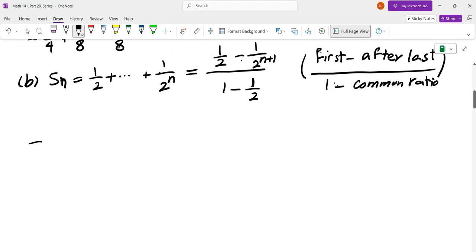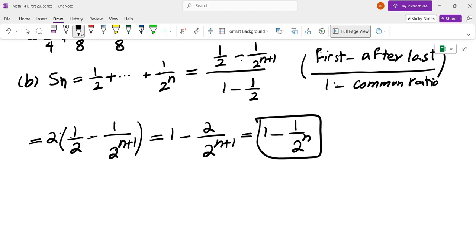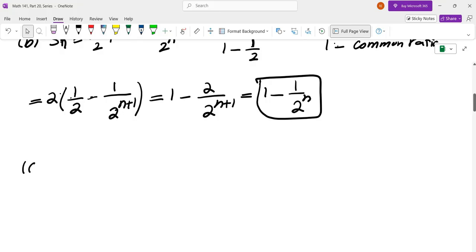And we can evaluate this one by 1 minus 1/2 at the bottom comes to the numerator. We get 2 times 1/2 minus 1 over 2 to the power of n plus 1, which gives us 1 minus 2 over 2 to the power of n plus 1, and that simplifies to 1 minus 1 over 2 to the power of n. So this is the nth partial sum.